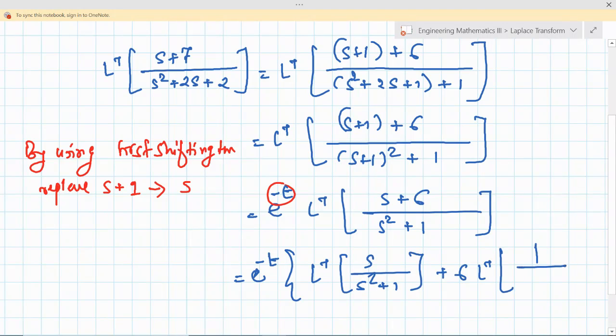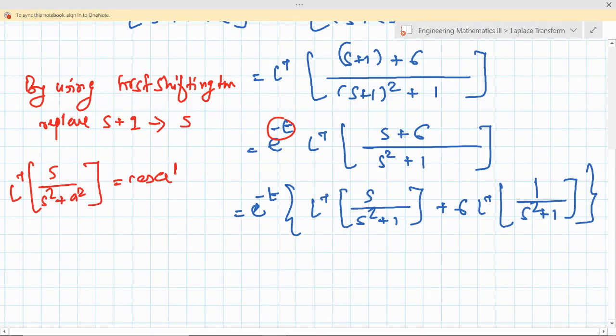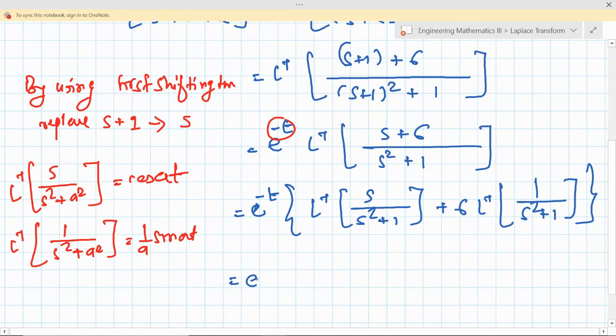inverse Laplace of 1 upon s square plus 1, and we have the direct results for this. What is the inverse Laplace of s upon s square plus a square? This is cos of at. And inverse Laplace of 1 upon s square plus a square is nothing but 1 upon a into sine of at, like this. Therefore this is simply e raised to minus t in bracket cos of t plus 6 into sine of t. That's it. This is my answer.